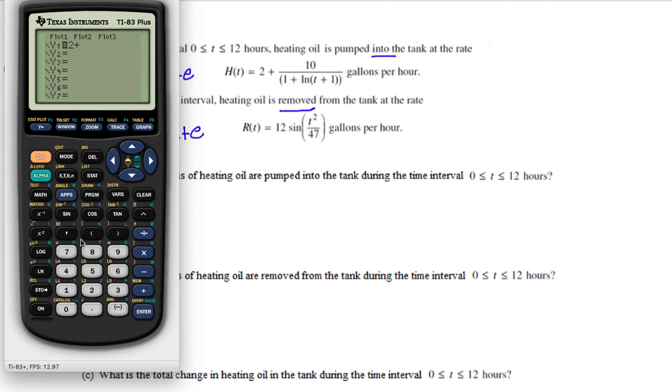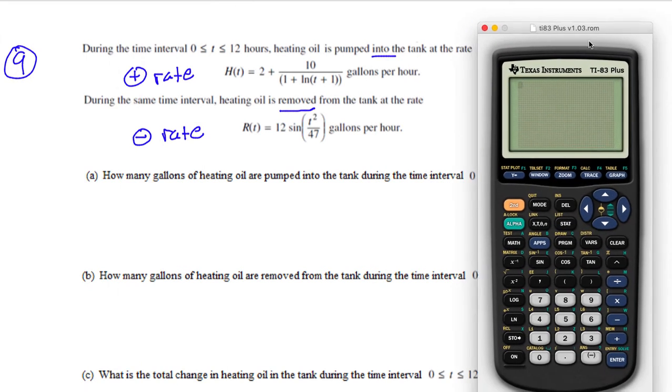2 plus 10 divided by, in parentheses, 1 plus natural log of x plus 1. I'm not going to end parentheses, too much work. And then this one is going to be 12 sine of x squared divided by 47. Again, there needs to be a division symbol in here. So second delete to insert the division symbol. And that looks good. All right, so let's get out of that, clear out of view.